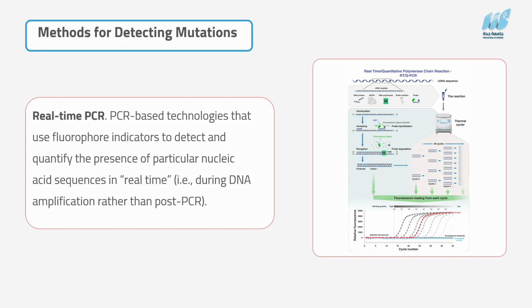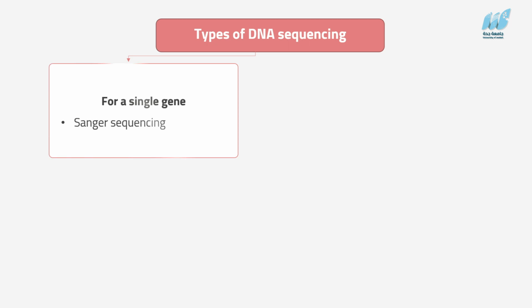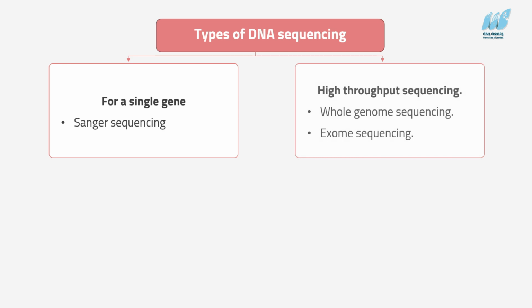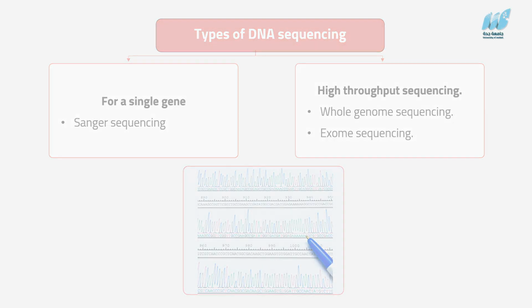or COVID-19. Another important type of molecular testing is DNA sequencing. The idea of sequencing is to determine the order of the four chemical building blocks that make up the DNA. The sequence reveals the kind of genetic information that is carried in a particular DNA segment. There are two types of DNA sequencing. Sanger sequencing, which focuses on a single gene. The second one is high-throughput sequencing, which covers the whole genome or just the exon part.